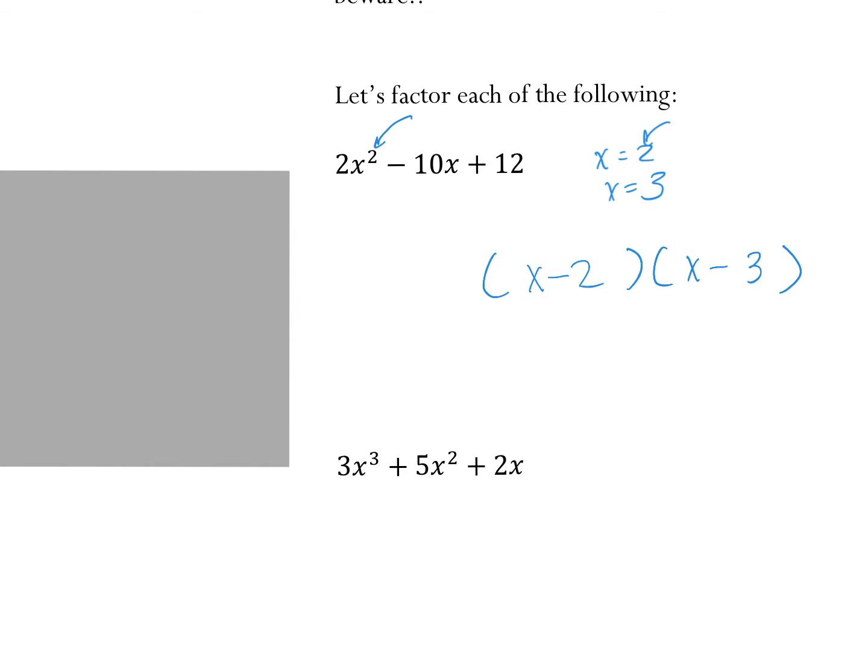Welcome to the number one wrong answer to this question. I told you I was trying to trick you. Why isn't this a good answer? It's not simplified. Factoring is the undistributed property.